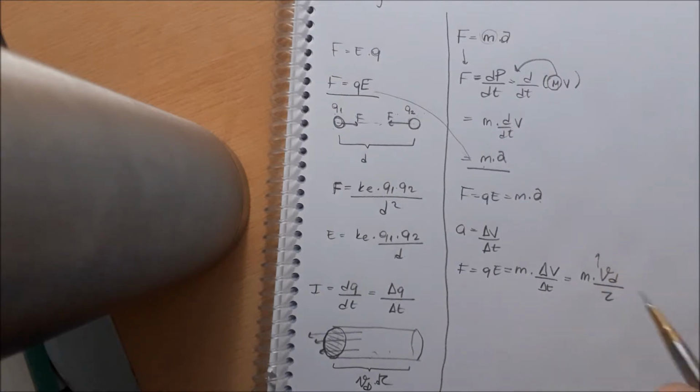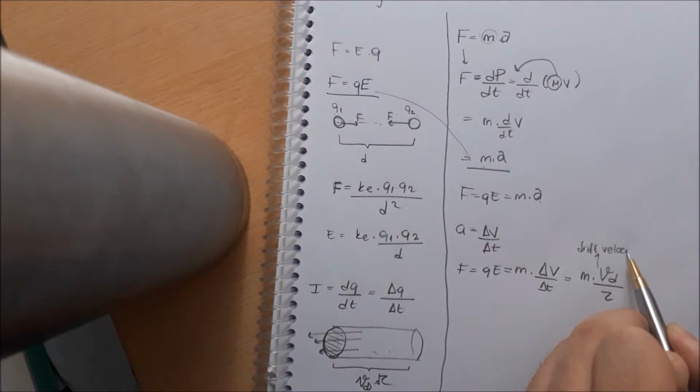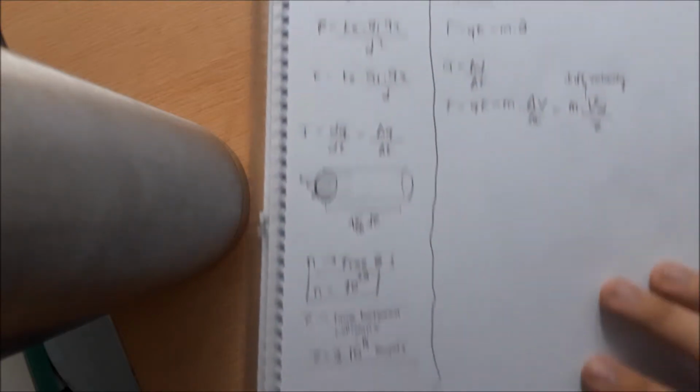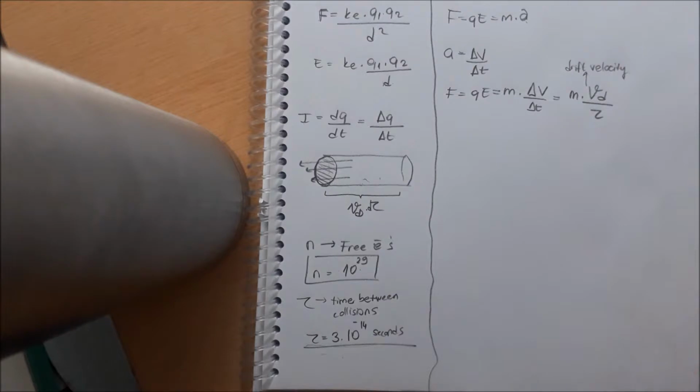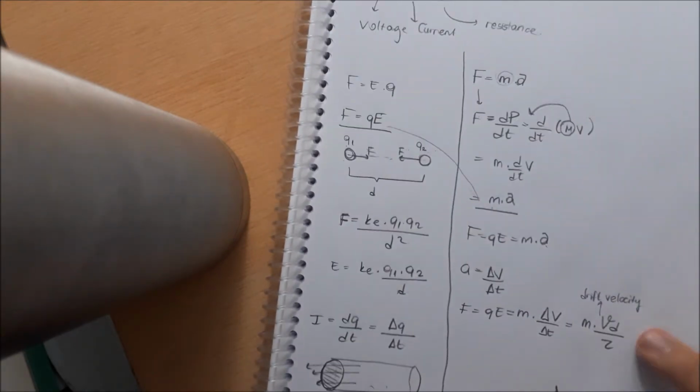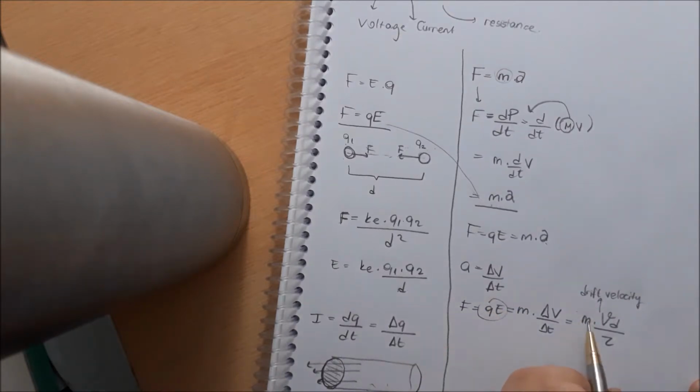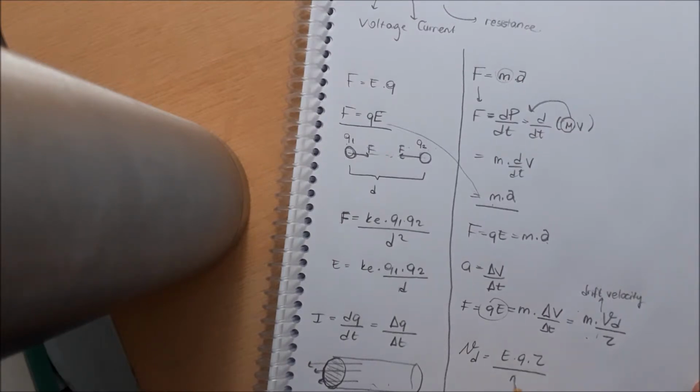Vd is drift velocity. What's drift velocity? Drift velocity is the velocity of electrons between collisions, and we consider that as a constant velocity, because we don't care about the acceleration between the collisions, since t is so short, it happens so fast, so we don't have to put acceleration in that equation. So we'll consider that as a constant velocity. So q times e equals m times vd over t. So from there, vd equals e times q times t over m.